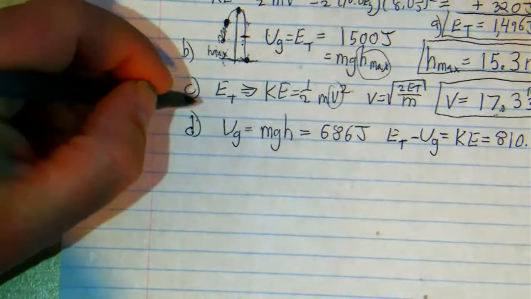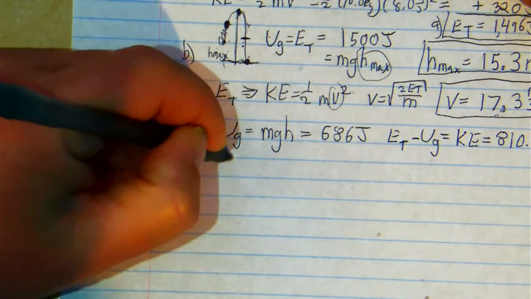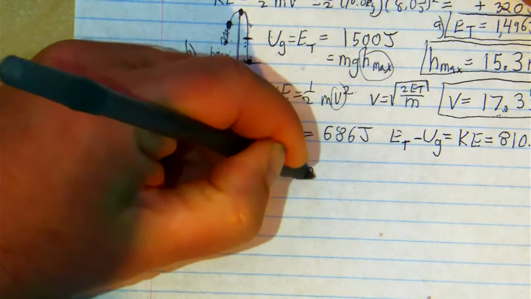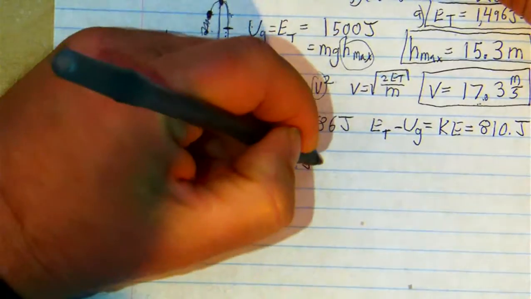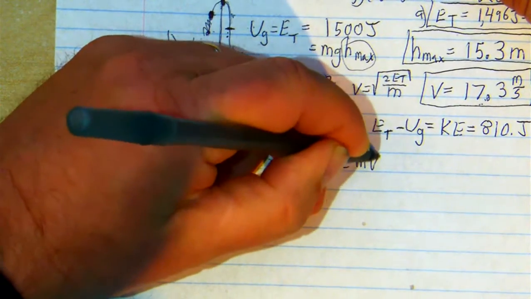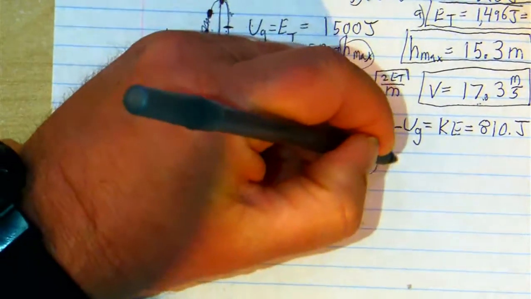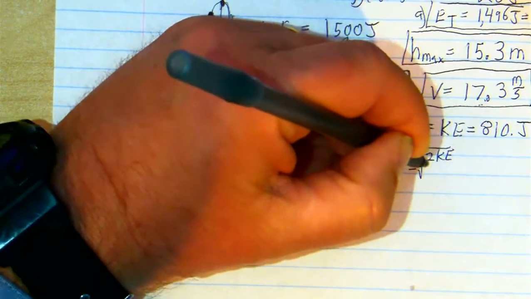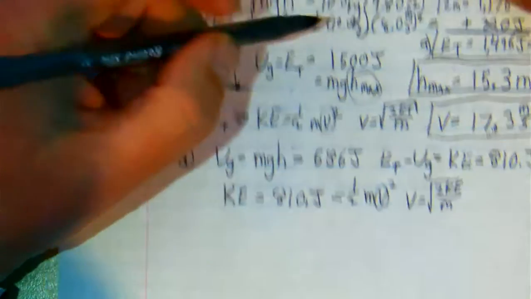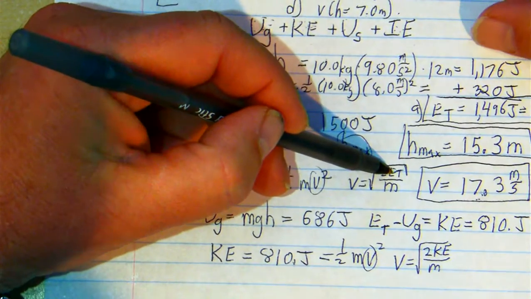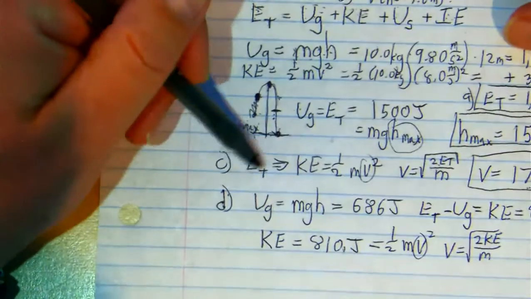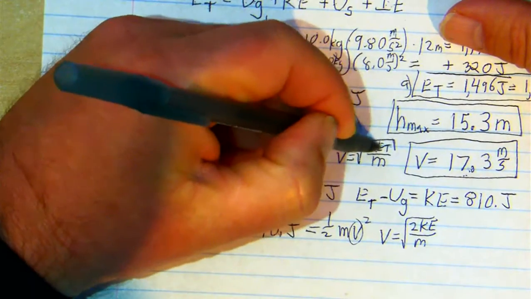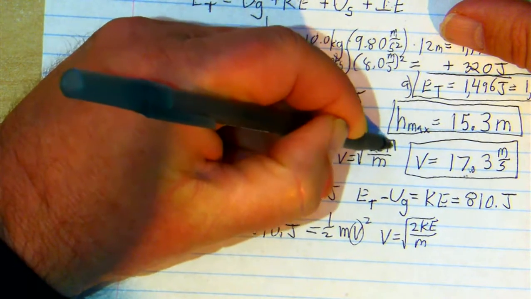Finally, I can now solve using the kinetic energy formula, setting it equal to this remaining energy, 810 joules, is equal to 1/2 mv squared. And as before, solving for v, you're taking 2 times the kinetic energy divided by m, all under the square root. Before, I wrote total energy only because the total energy was equal to the kinetic energy. To be more proper, I should have written kinetic energy here.